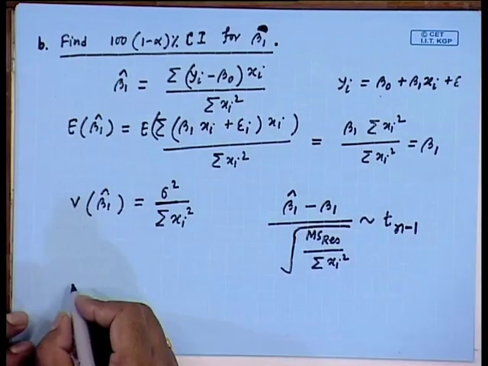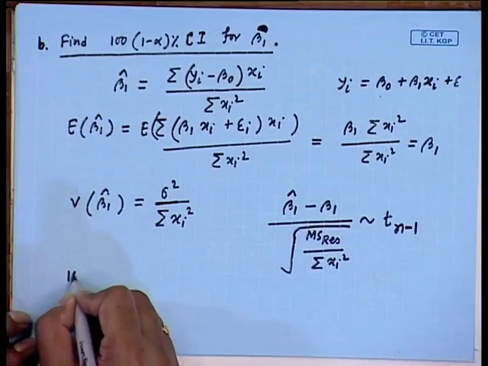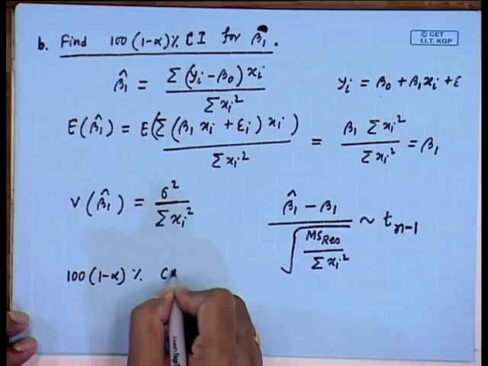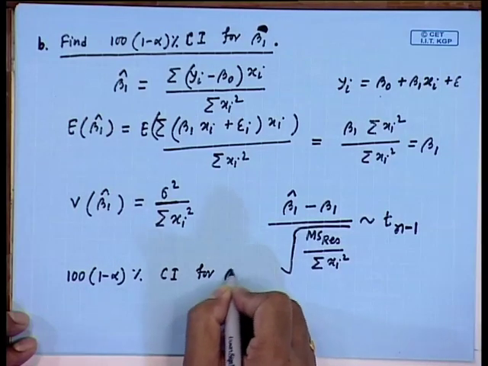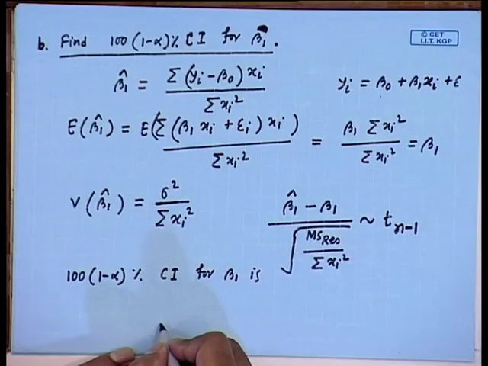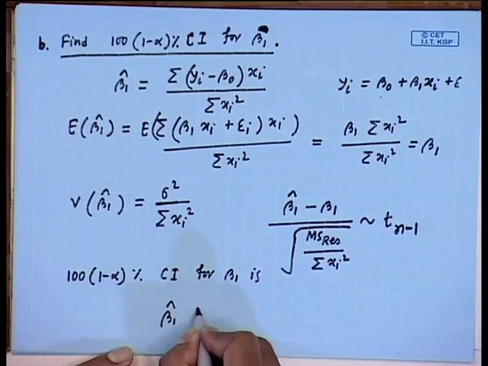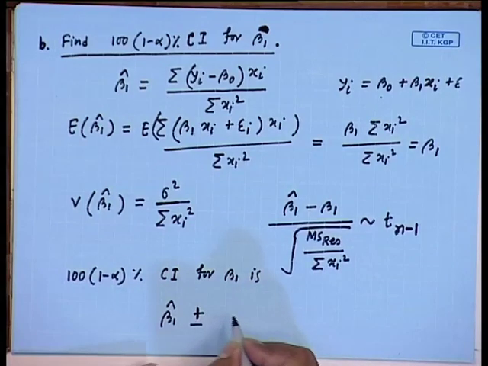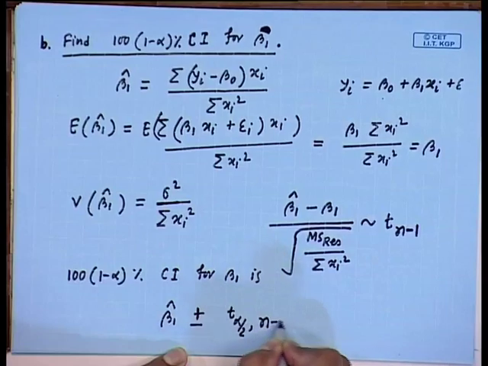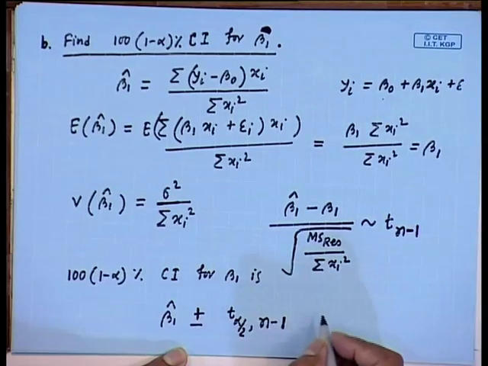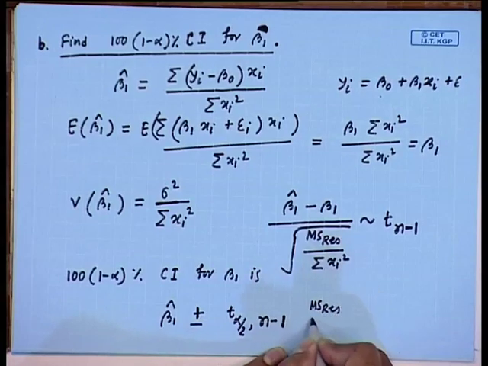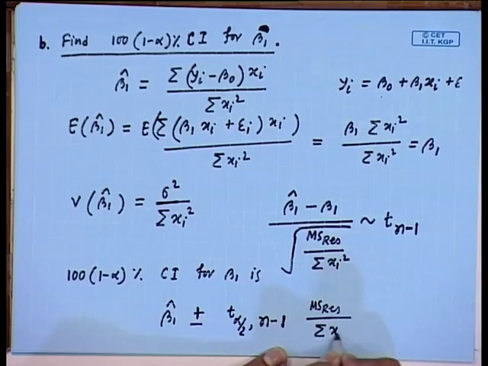Now I can write that the 100 times (1 minus alpha) percent confidence interval for beta 1 is beta 1 hat plus or minus t_{alpha/2, n minus 1} times the square root of MS residual divided by the summation of x_i squared.